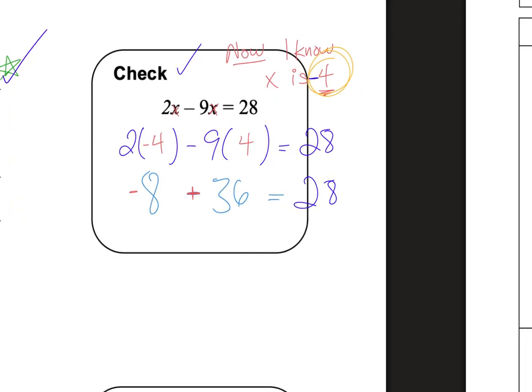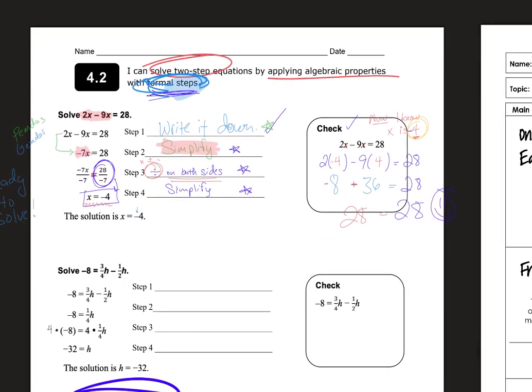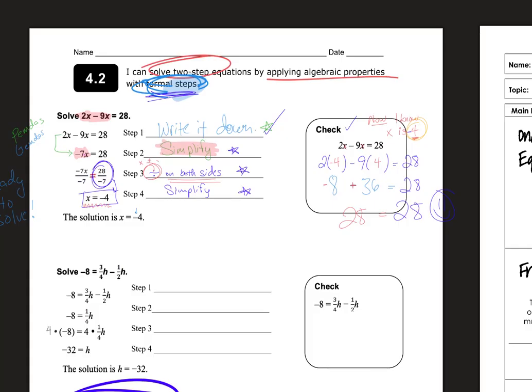Does negative 8 plus 36, what does that equal? Guess what? It equals 28. Does 28 equal 28? Yeah, it does. So we were right. So this was like the info that we talked about as like a last ditch.